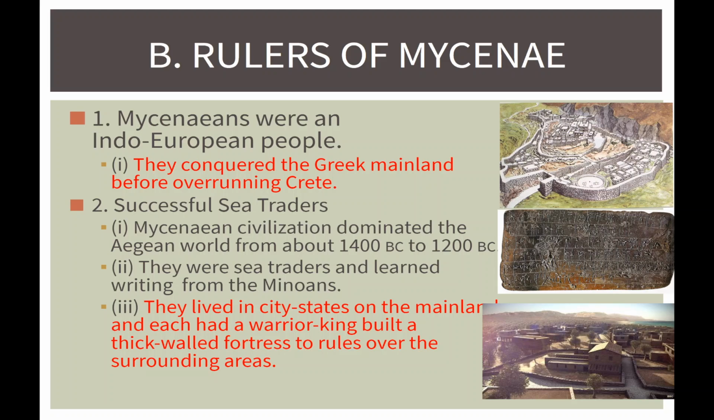Now, what's really important about the Mycenaeans is they lived in city-states on the mainland, and each of these city-states had a warrior king who would build a city-state with thick walls and a fortress around the area. Now, that's important because this idea that Greece is a unified empire fighting together just isn't true. Even at the earliest time period, we're not into Greece yet. We're still talking about the Mycenaeans, but the Greeks will come from the Mycenaeans, and it's definitely true to say that they were not united in any way.